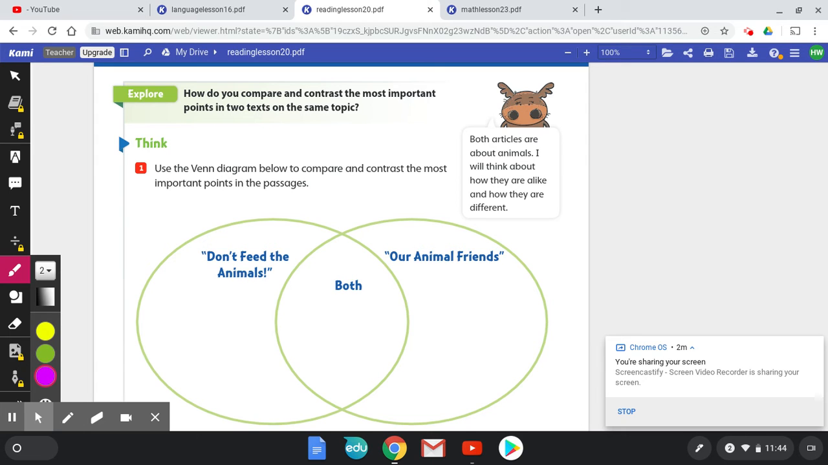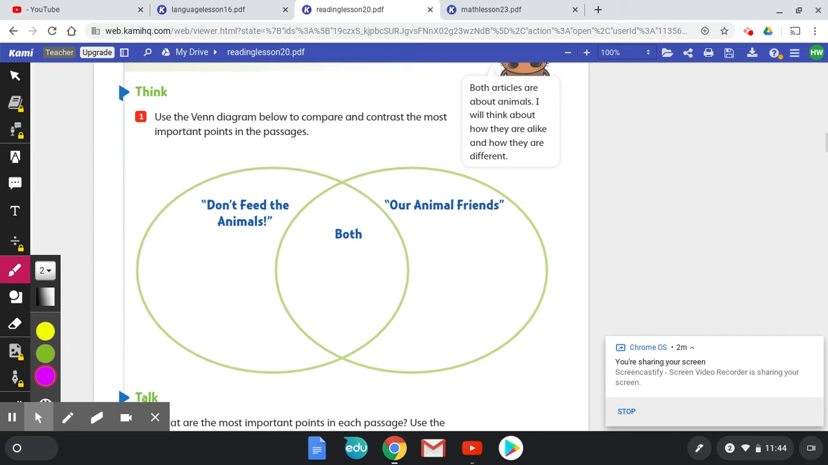So if I look at the first one, Don't Feed the Animals, it says that people can make wild, I don't know if it blanked out for you guys. I'm sorry. It says food can make wild animals sick. So we need to have that in there because that was a very important point in that story. People food can make wild animals sick. Okay. So what about Our Animal Friends?